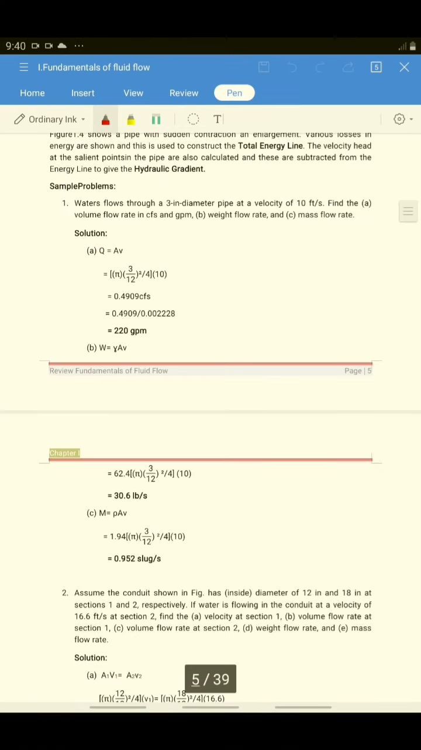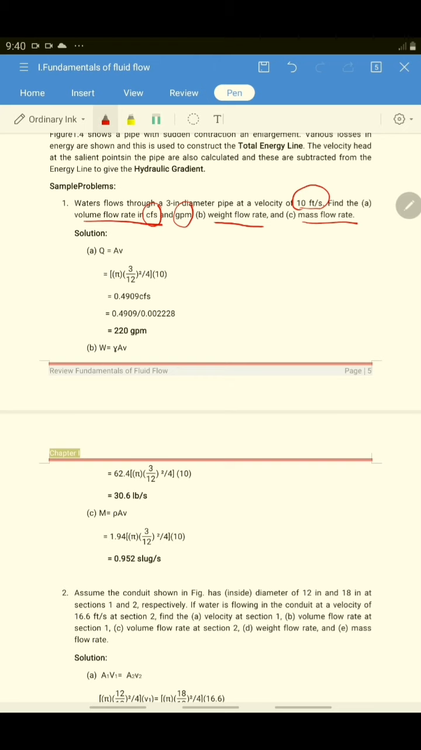Okay, we will try these examples. Number 1: water flows through a 3 inches diameter pipe at a velocity of 10 feet per second. Find the volume flow rate in cubic feet per second and in gallons per minute. Then we also have to get the weight flow rate and the mass flow rate.